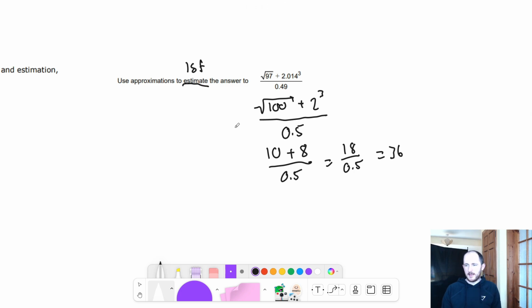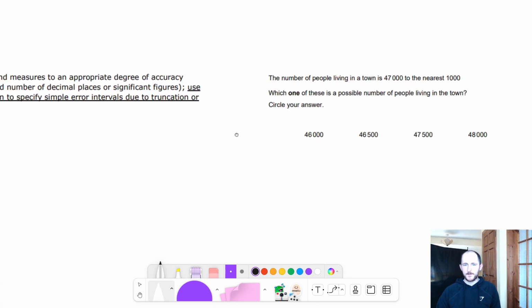If you don't believe me, here is how I'll do it. 18 over a half. So that's the same as 18 divided by a half. Keep, flip, change: keep the first thing the same, flip the second thing and change to times. So that would indeed be 36. Okay, so a few different ways that you can work that out.